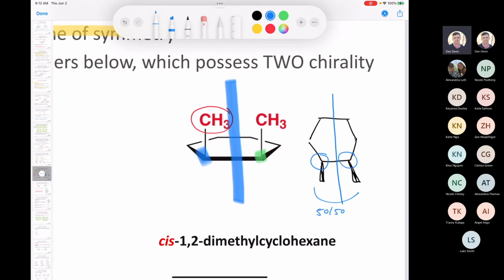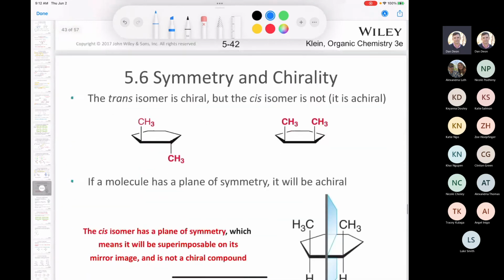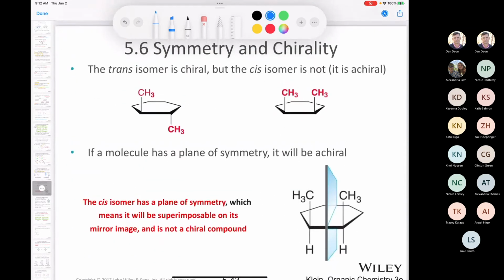Remember, one is going to rotate plane polarized light in one direction to a certain amount, and the other stereocenter is going to rotate plane polarized light in the same amount, but the opposite direction. And they cancel each other out. So it's just two chiral centers in the same molecule, but they're canceling each other out, so to speak. And so we end up with something that isn't chiral. So going back to this whole idea, the cis 1,2 dimethyl cyclohexane has a plane of symmetry. It's shown here. And so this molecule is actually achiral.